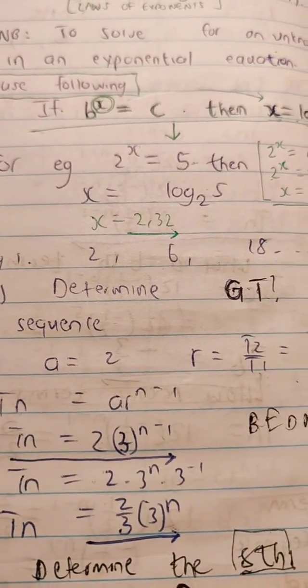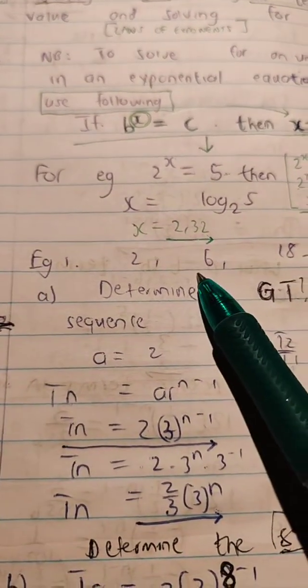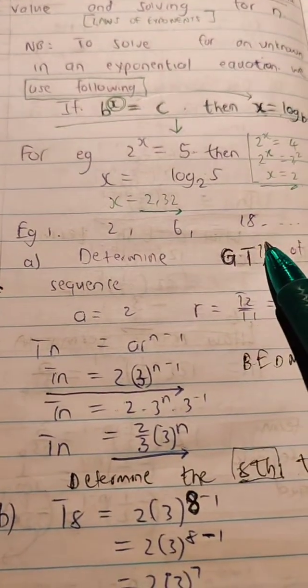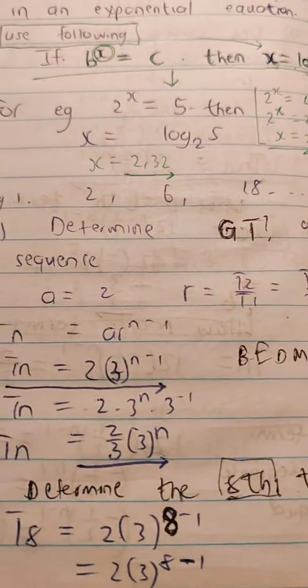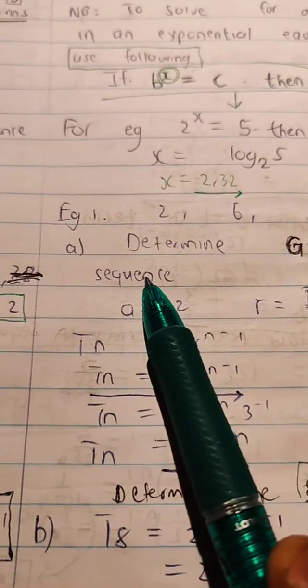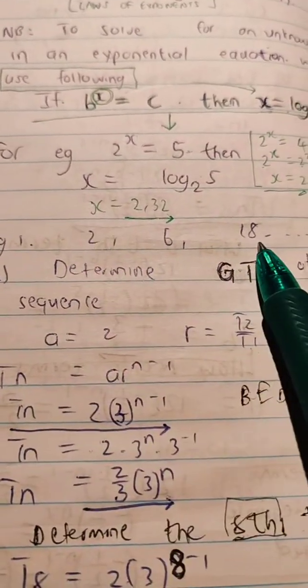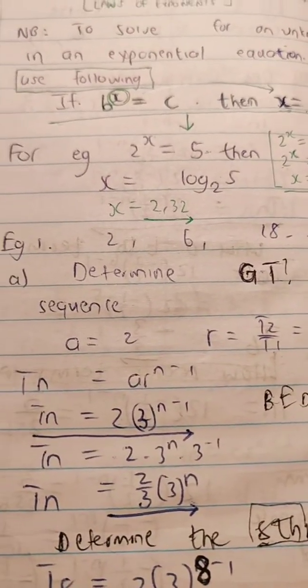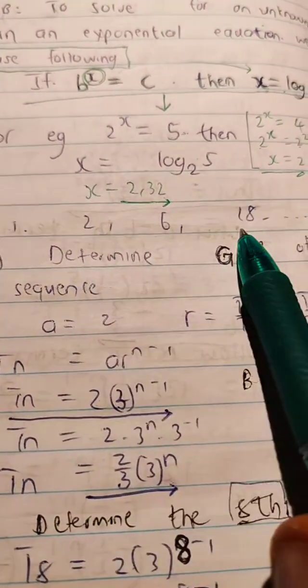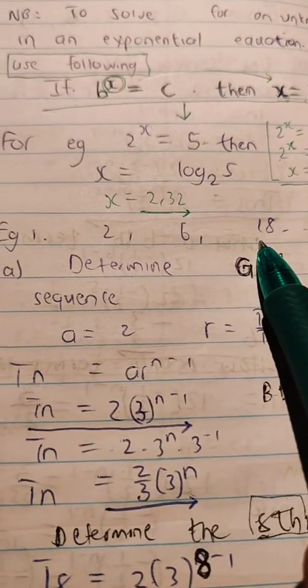I wonder what is happening here. We are told that 2, 6, 18. Now we are asked to determine the general term. GT just means general term of the sequence. Sometimes they tell you what type of sequence you have, sometimes they don't. It becomes your responsibility to establish the type of sequence you see before you.